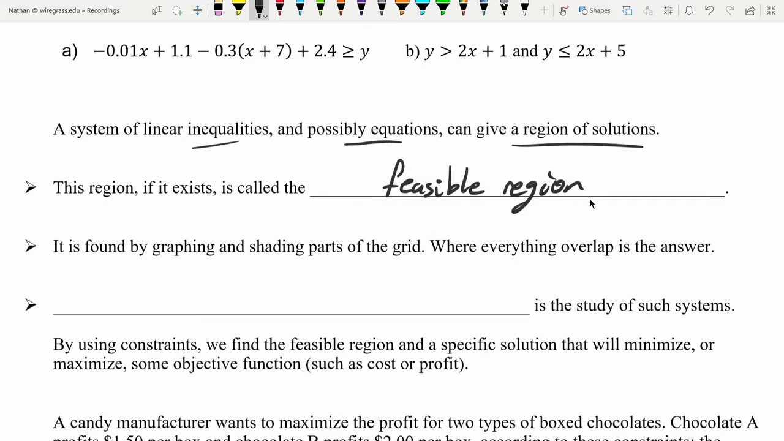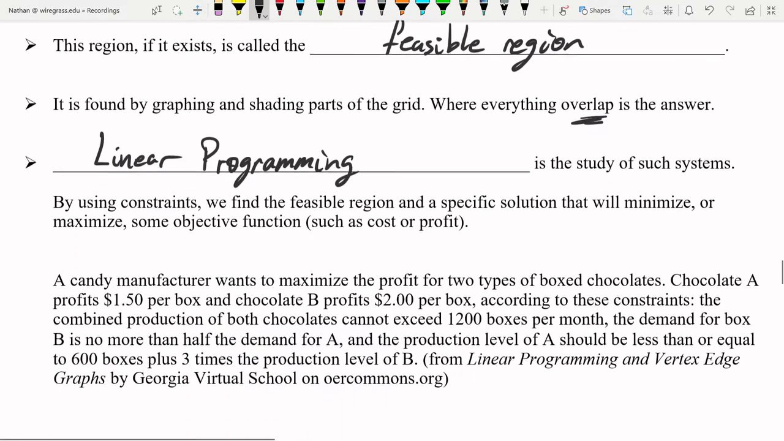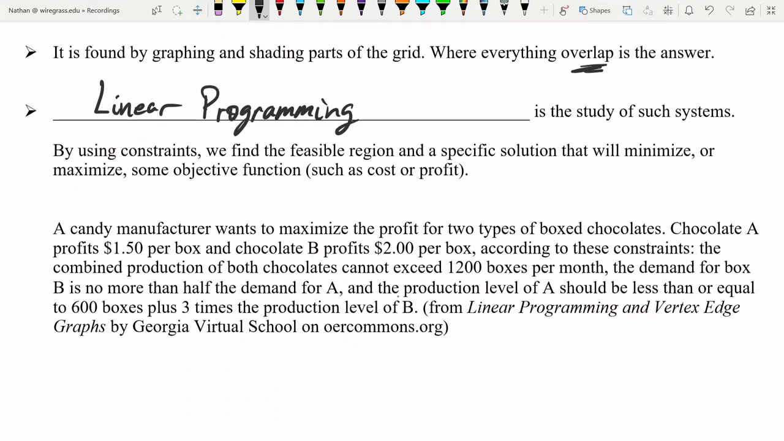Now, it's found by graphing all of the inequalities, shading them all in, finding the correct sides and everything, and then finding all of the overlap. The overlap is the key thing to note. And in fact, the study of such systems of linear inequalities and equations is called linear programming. It actually has some roots in, I think, World War II, which is where it first came out. That's why it's called linear programming.